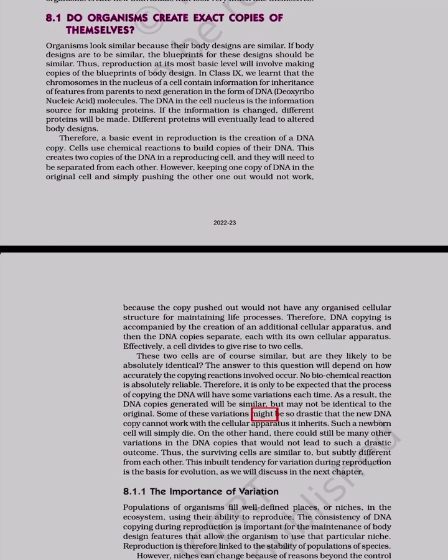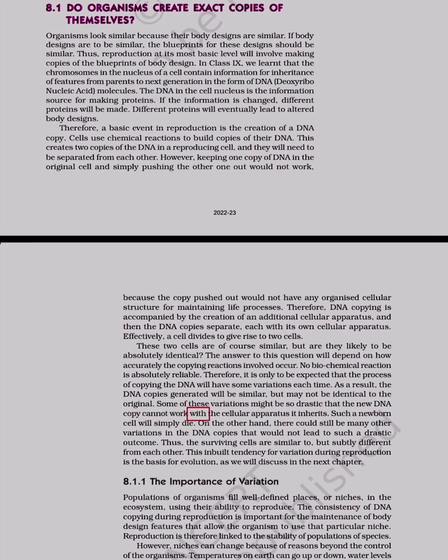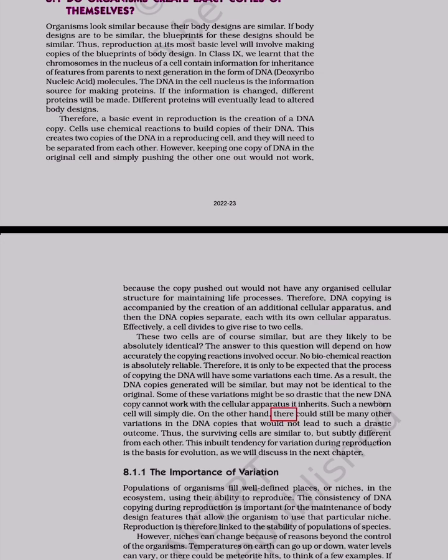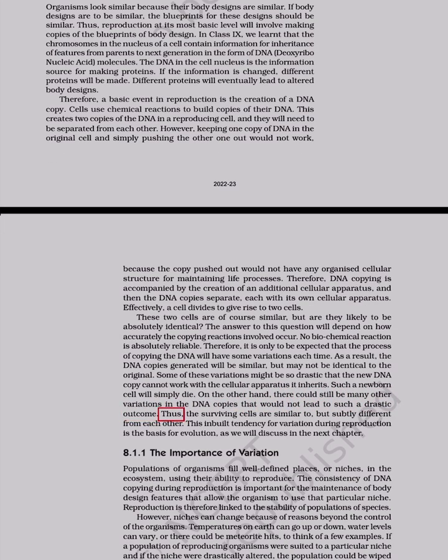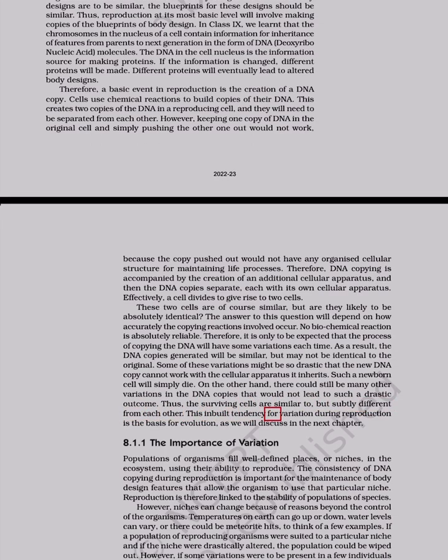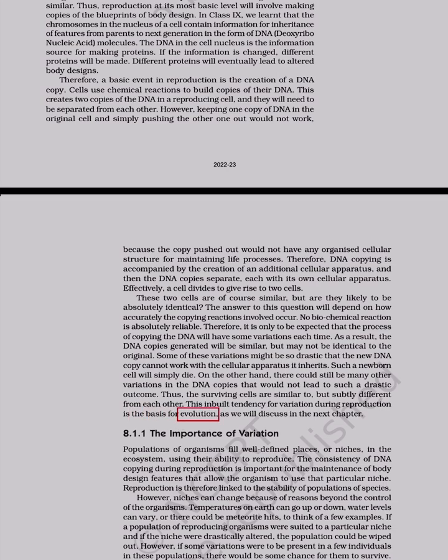Some of these variations might be so drastic that the new DNA copy cannot work with the cellular apparatus it inherits. Such a newborn cell will simply die. On the other hand, there could still be many other variations in the DNA copies that would not lead to such a drastic outcome. Thus, the surviving cells are similar to, but subtly different from each other. This inbuilt tendency for variation during reproduction is the basis for evolution, as we will discuss in the next chapter.